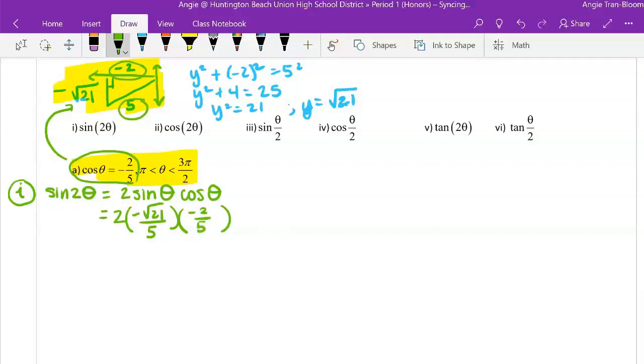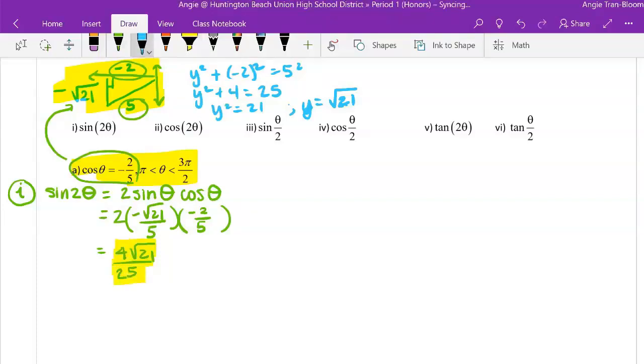Now we are going to slowly distribute this out, so we are going to have a positive 4 rad 21 all over 25. Oh my gosh, sorry, I'm having an off day, which happens a lot, doesn't it? Okay, rad 21 can't simplify any further, so guess what? That is my final answer for 1i.